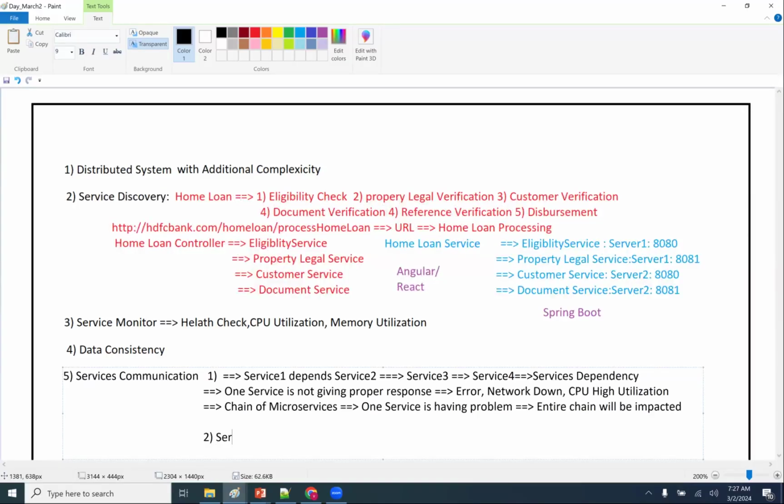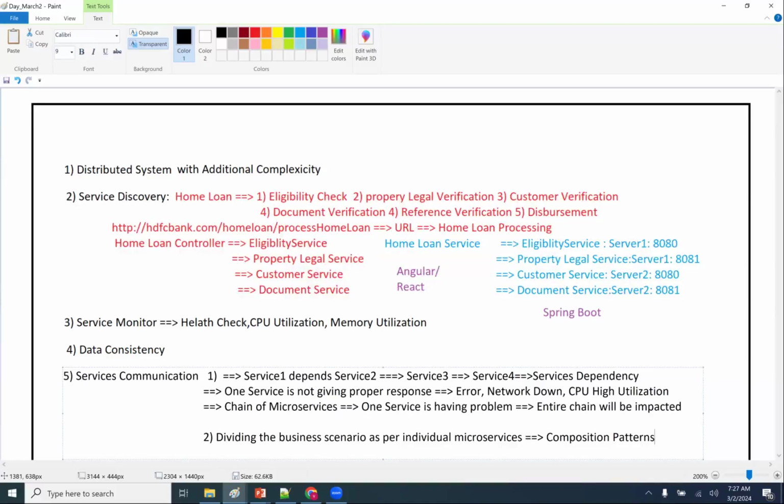Means you need to make sure that the division of services, dividing the business scenario as per individual microservices. This is an important point. This leads to the composition pattern. This is a pattern, the composition pattern. This comes with this only.